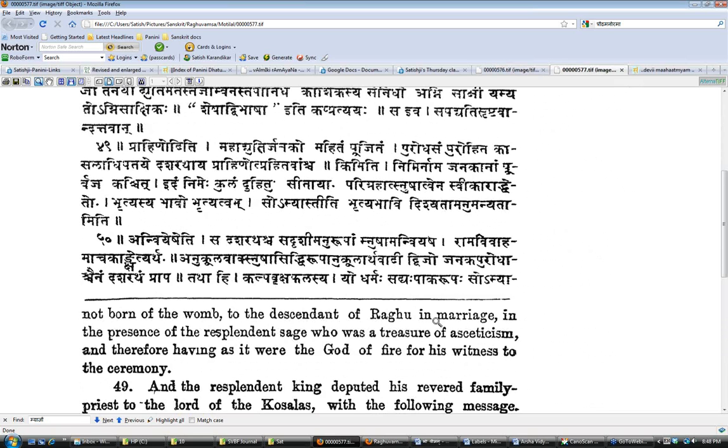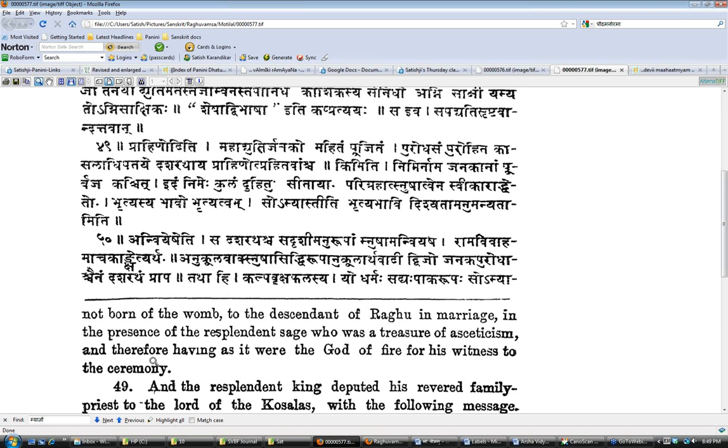In marriage, I think, is understood. Yatisrishtavan, it's understood that in the presence, Sannidhau, but of the resplendent sage, Dhyutimataha, who was a treasure of asceticism, Taponidhe. This is a very good translation. If you read this translation, you can connect the words. This is a very good translation.